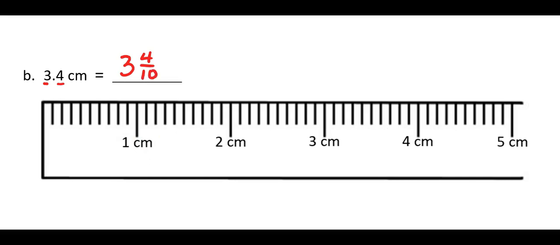Now I need to find 3 and 4/10 on the ruler. So again, since I have 3 wholes, I'll start at the 3 centimeter point. I need 4/10, so I'll count over 4 of those equal pieces. 1, 2, 3, 4. So 3 and 4/10 would be at this point on my ruler.